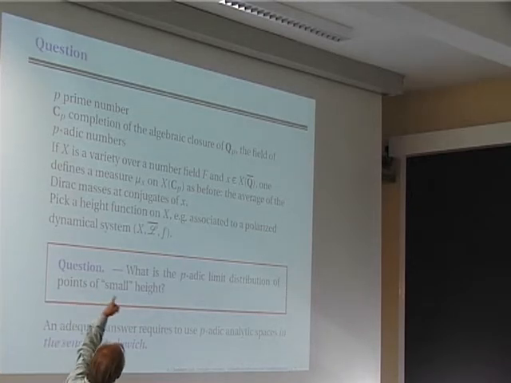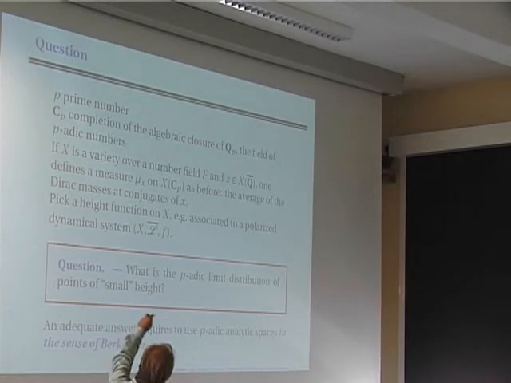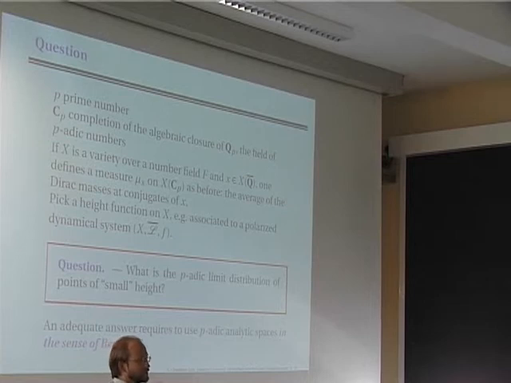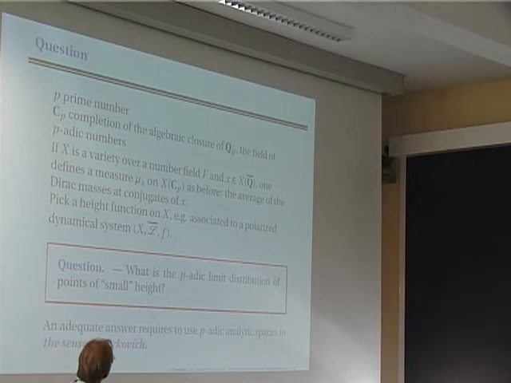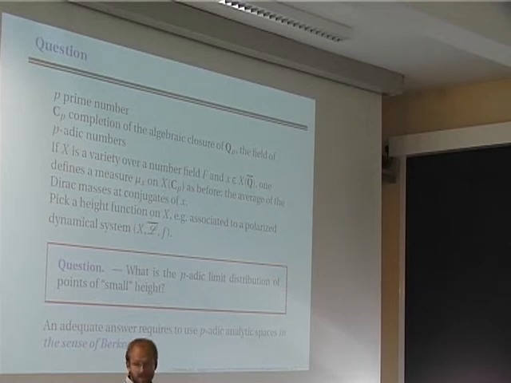You take a prime number, you complete the field Q with respect to the p-adic valuation. You take the algebraic closure of that. You get Q_p bar, which is not complete, but you complete again. You get C_p, which is algebraically closed. You take a variety over our number field F. And now, given an algebraic point on X, you still can define a discrete measure on the variety, whatever it means, X of C_p.